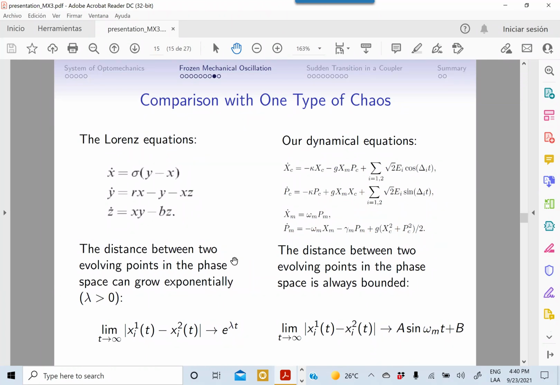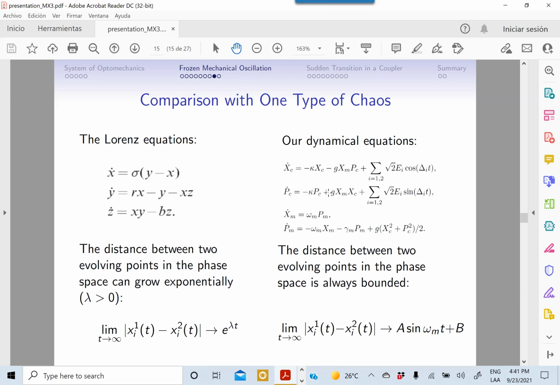One more typical example of a chaotic system is the Lorenz equation. For this Lorenz equation, if we increase the parameter R, the Rayleigh parameter, chaotic behavior will arise. We will see the so-called strange attractor for this type of system. For this type of system, the distance between 2 evolving points can grow exponentially. If these 2 points are initially very close, as time passes their difference will grow exponentially, becoming totally different.